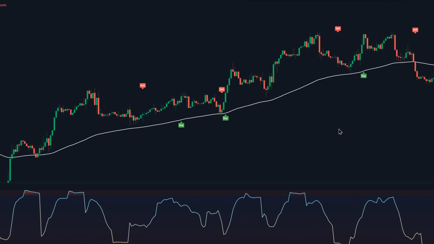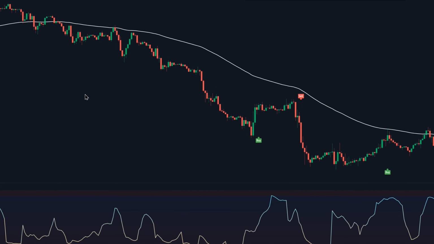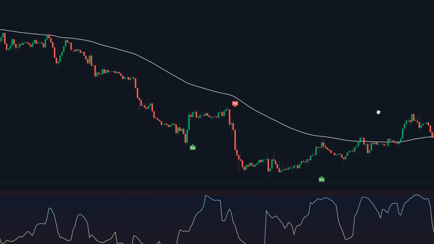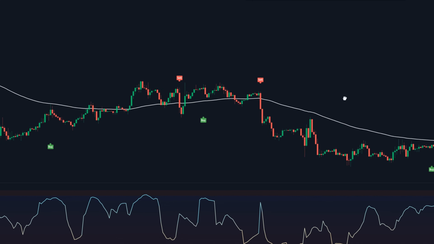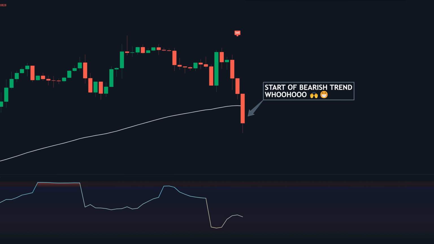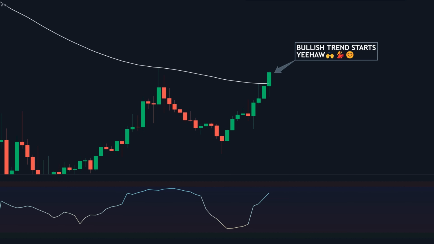The exponential moving average is obviously going to be used for trend identification. A trend is considered bullish when the price is trading above the EMA. On the other hand, a bearish trend happens when the price is trading below the EMA. And when I say price, it could be as many as several candles trading below the EMA or above the EMA for a bullish trend. Or it could be as less as a single candle closing below the EMA for a bearish trend or above the EMA for a bullish trend.